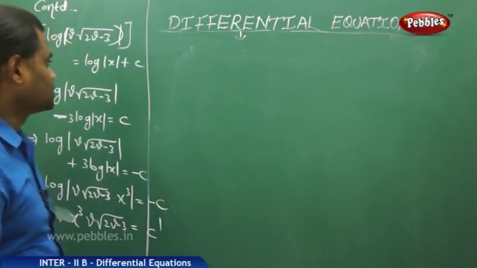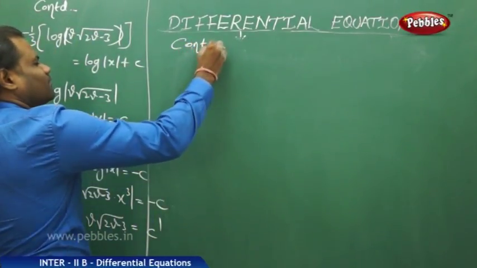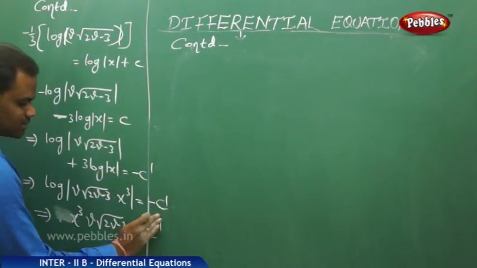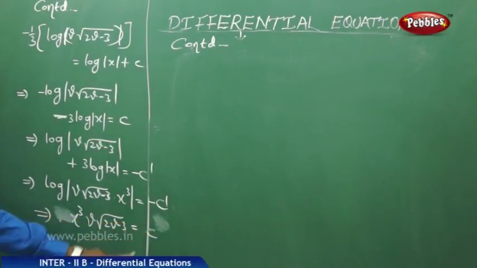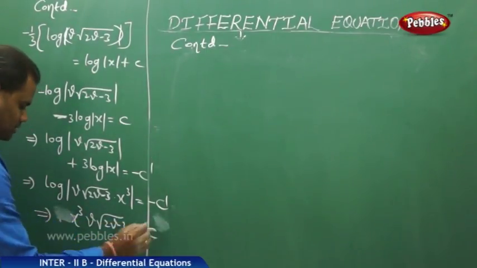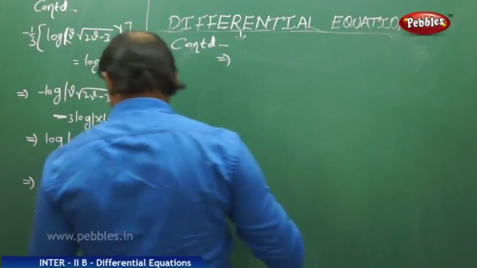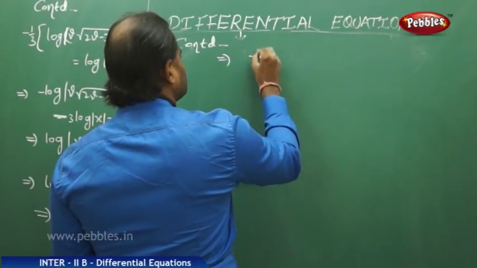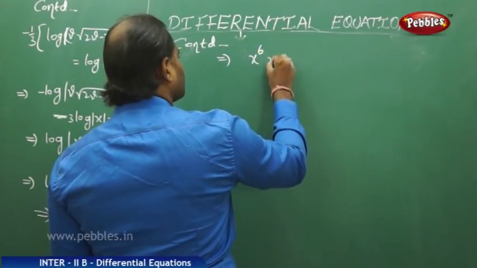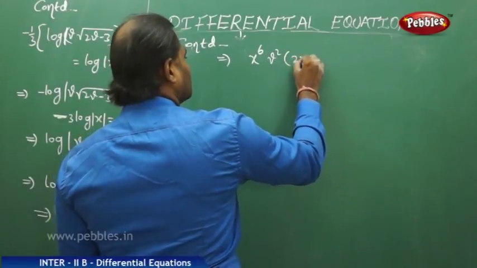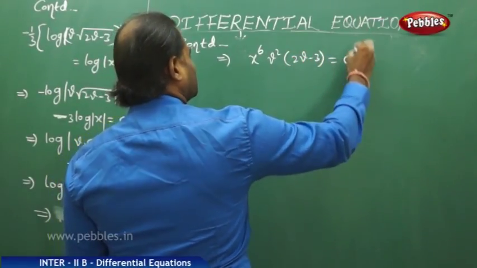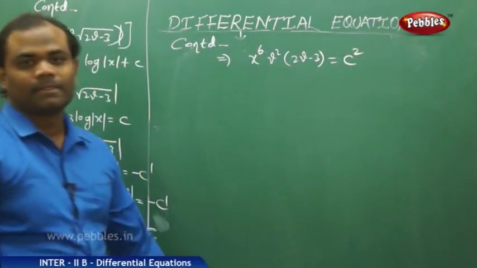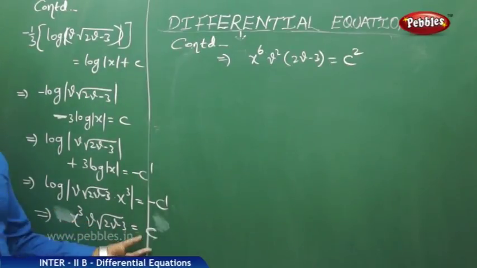Continued. Now continued from here, we observe that as we take this to be some constant, I take this as c dash and this reduces to some c. And this integration constant gives us, squaring on both sides, I get x power 6 v square of (2v minus 3) equals some c square, which is how we get when we square on each side.